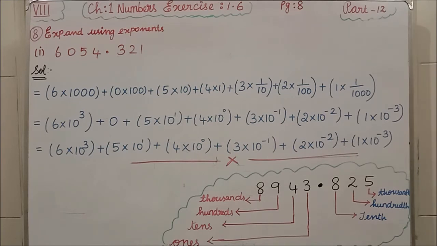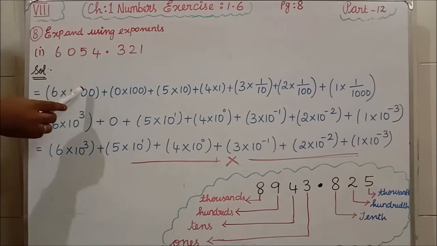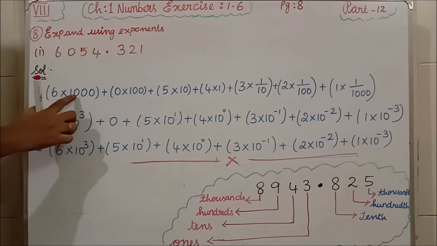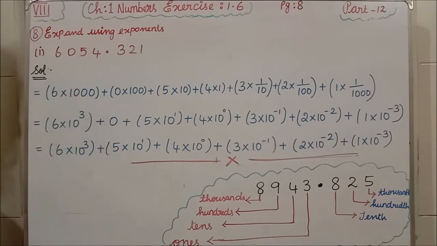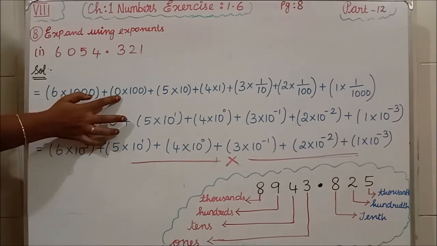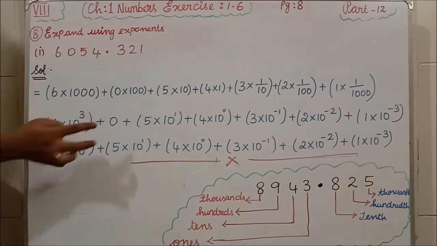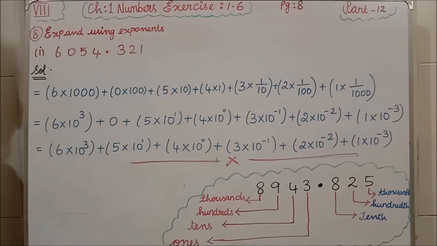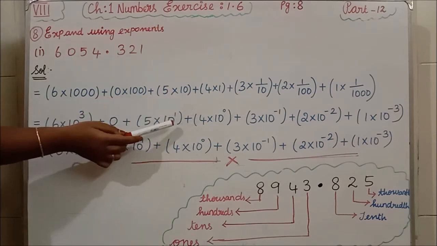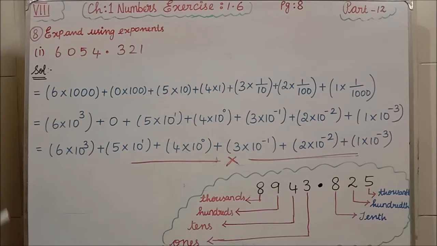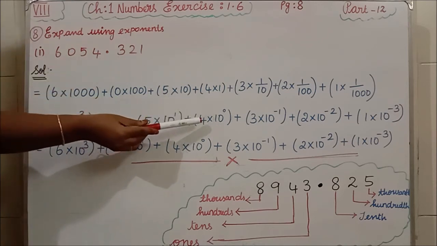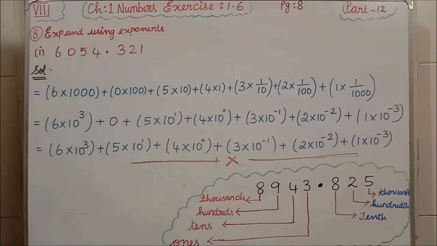Yes. Now 1000 means 10 how many times do we have to multiply? 3 times we have to multiply. Isn't it? 10 into 10 into 10 is 1000. So 6 into 1000, how can I write now? 10 cube I can write. Plus 0 into 100 is what? 0 only. So I am writing 0 itself. Plus 5 into 10 power 1 I am writing. Okay. Plus 4 into 10 power 0 I am writing.